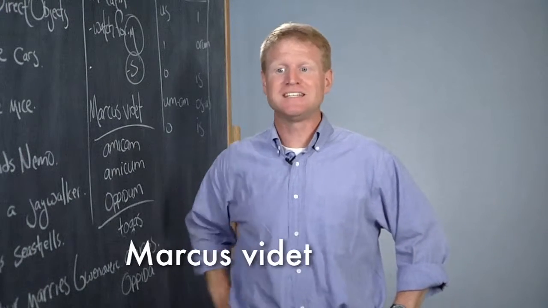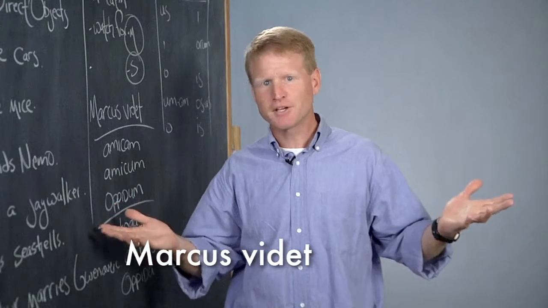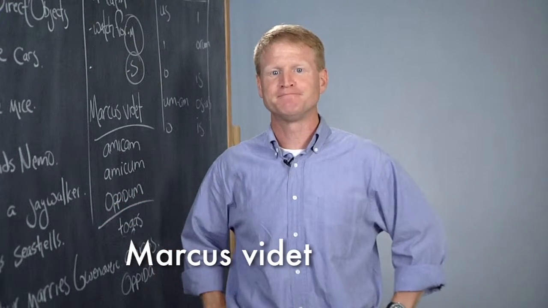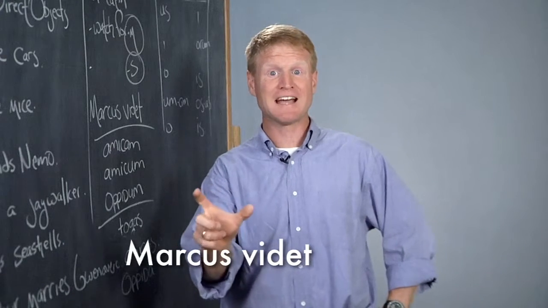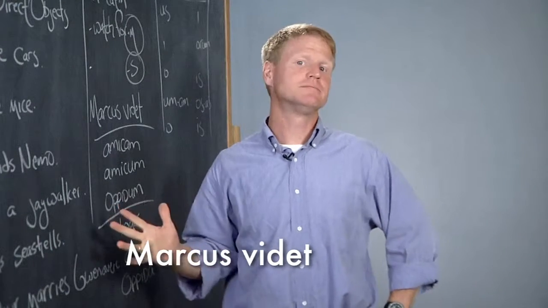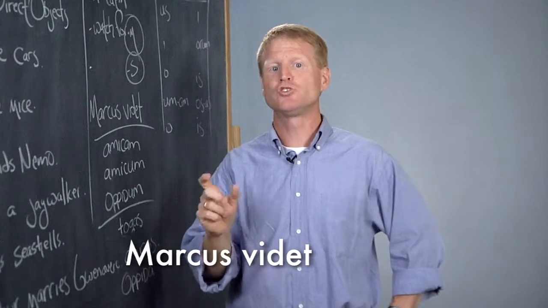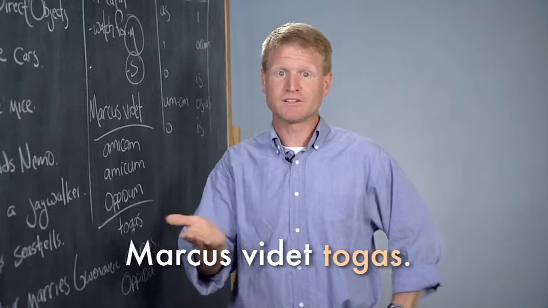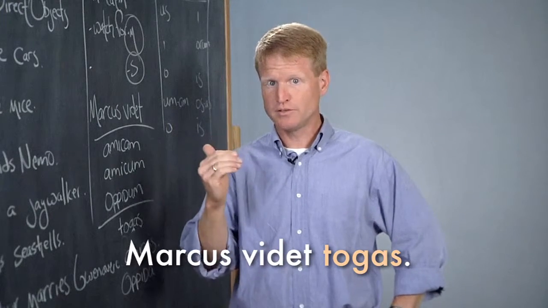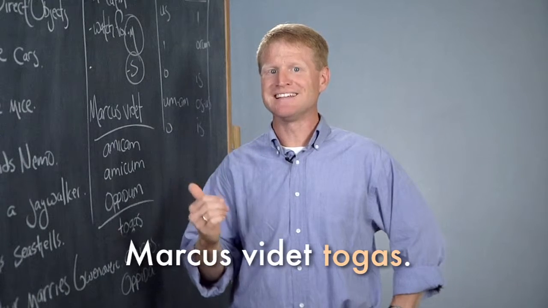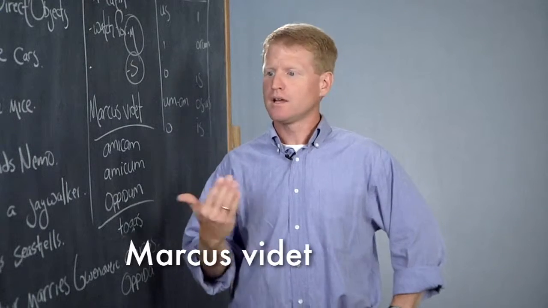Plural. Marcus sees his, okay, we can't say Marcus sees his girlfriends. Okay, Marcus isn't that kind of a guy. He doesn't have multiple girlfriends. So we're going to change girlfriend, amica, to toga. Marcus sees the togas. So, Marcus videt togas. Now, togas is spelled just like toga with an S. Do you see the final S? In the plural, the accusative adds an S. Marcus videt togas. All right?